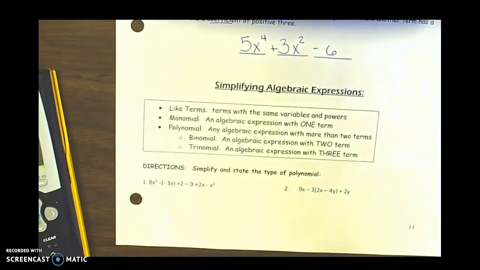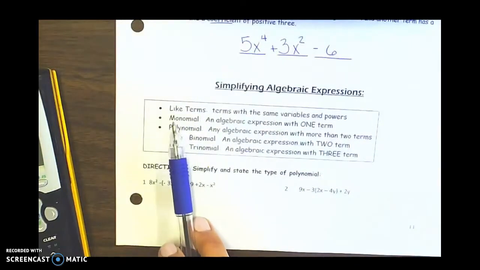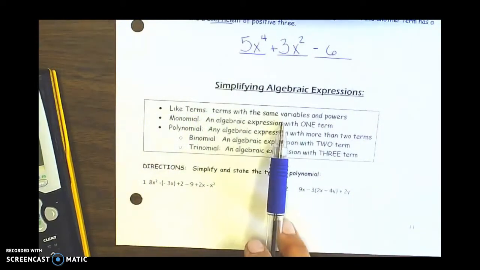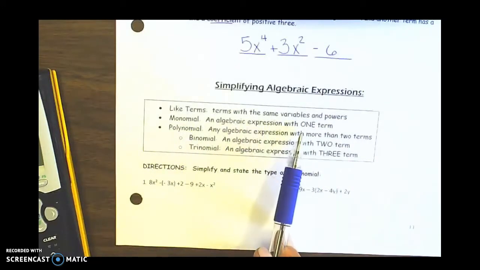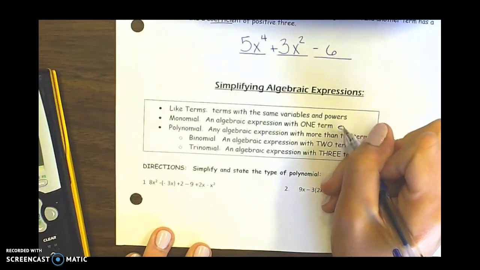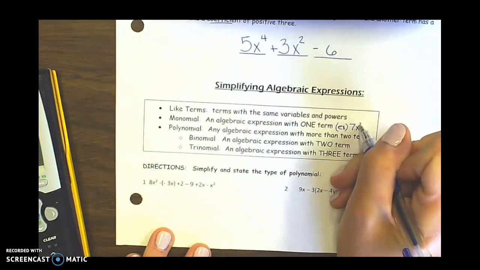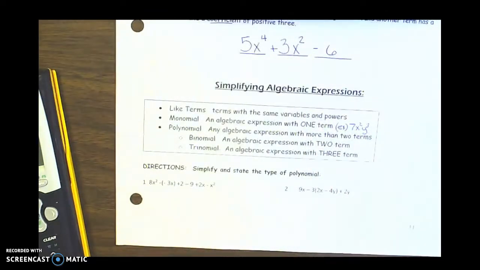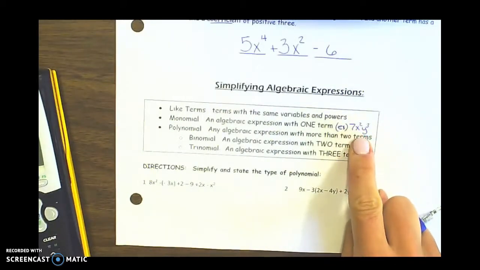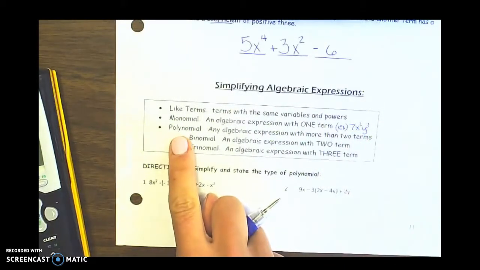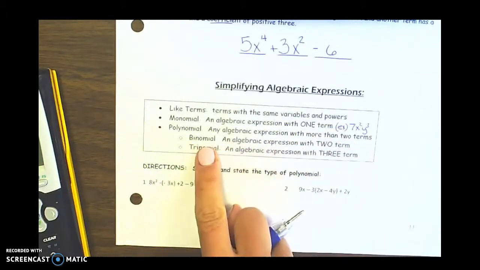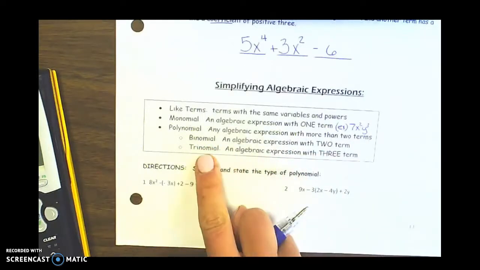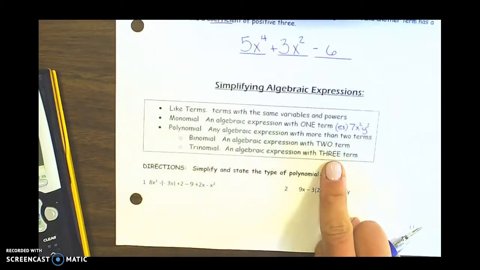Let's take a look at simplifying our algebraic expressions. A couple of vocabulary terms. Remember, like terms are terms with the same variable and powers. A monomial is an algebraic expression with only one term, for example, 7x squared y to the 3rd. This would be a monomial because there's only one term. There's no addition or subtraction. A polynomial is any algebraic expression with more than 2 terms. A binomial has 2 terms, and a trinomial is a special polynomial that has 3 terms.